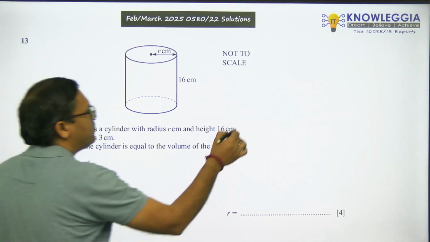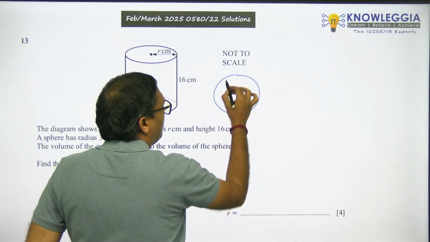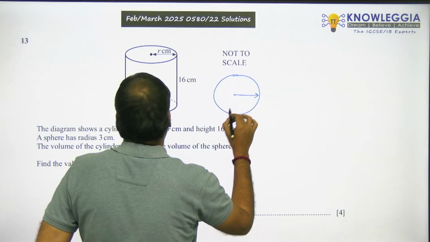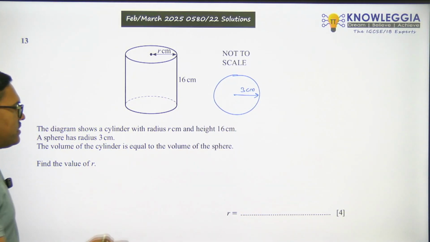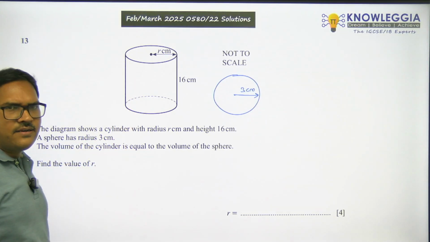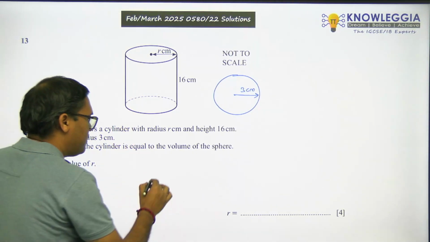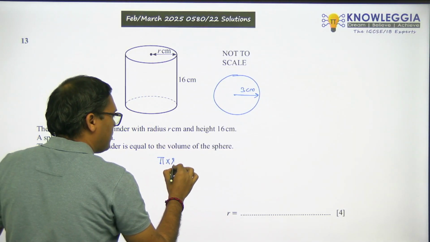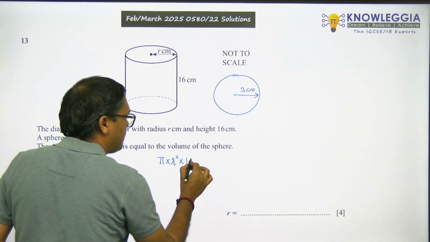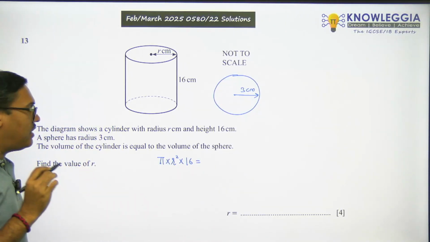A sphere of radius what? 3 centimeter. These have the same volume. Now, what is the volume of the cylinder? You can see on the first page all the formulas are given. So this is pi r square into height, that is 16. This is the volume of the cylinder.